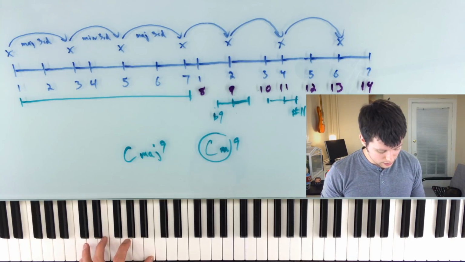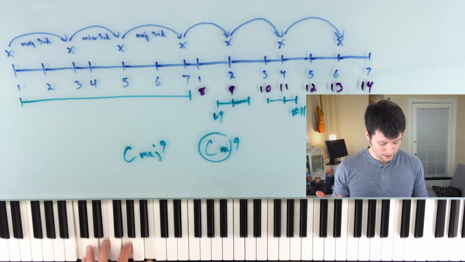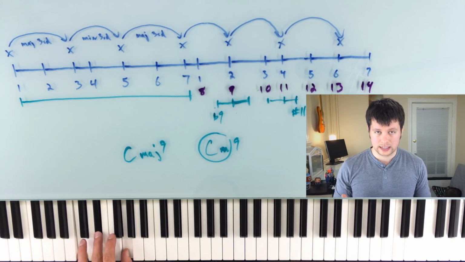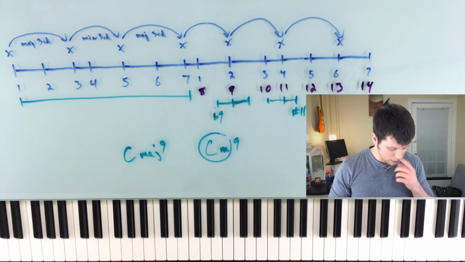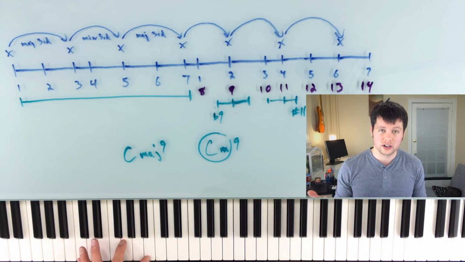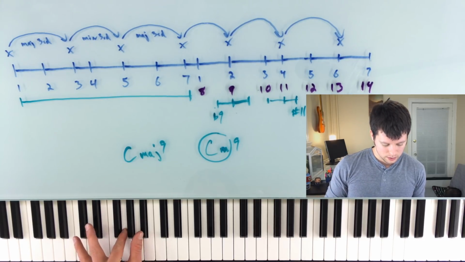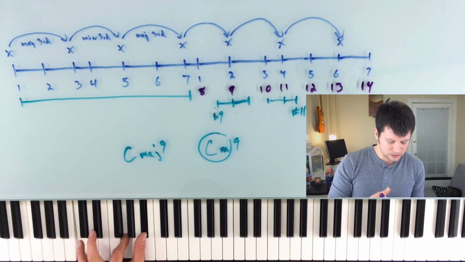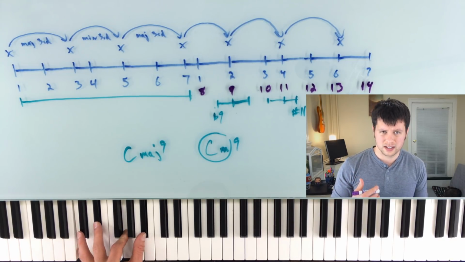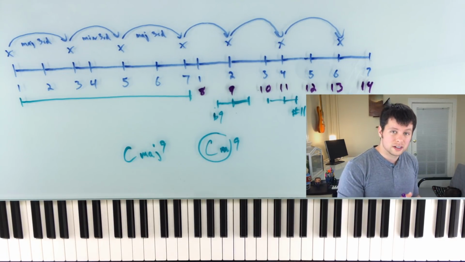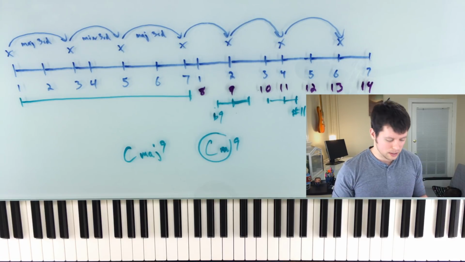If I try to leave out, say, the 7th, I get something vastly different. These chords sound completely changed. If I leave out the 3rd, same thing. In fact, with this, you can't really tell if I'm going for a dominant 7 or a minor 7 or what. So the third and the seventh, they need to be there.